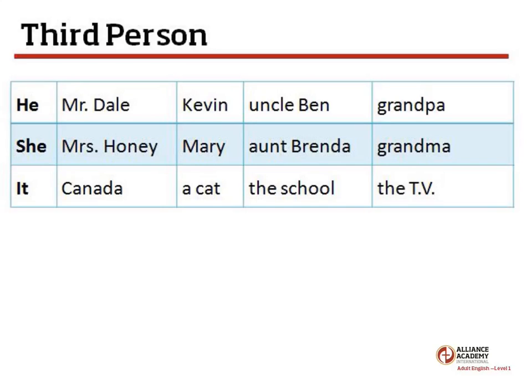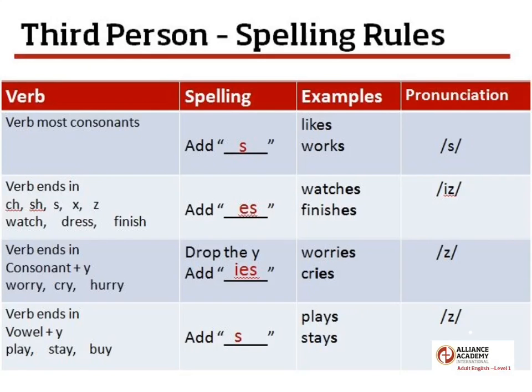Again, we need to remember that third person can be more than just he, she, it. It can take other forms of singular subjects. And we talked about that. Very important to remember when we're speaking. Now, this is an important thing. It talks about the spelling of the third person and also the pronunciation of how it sounds. So let's look at it.